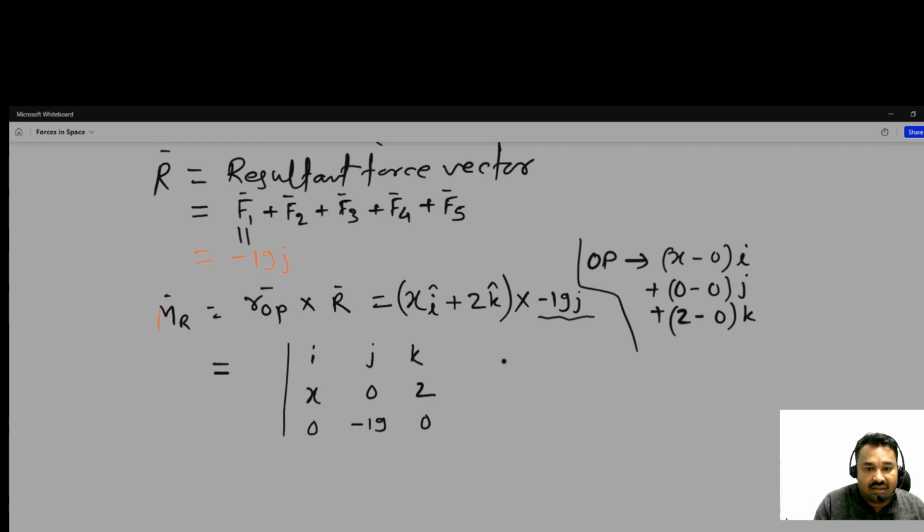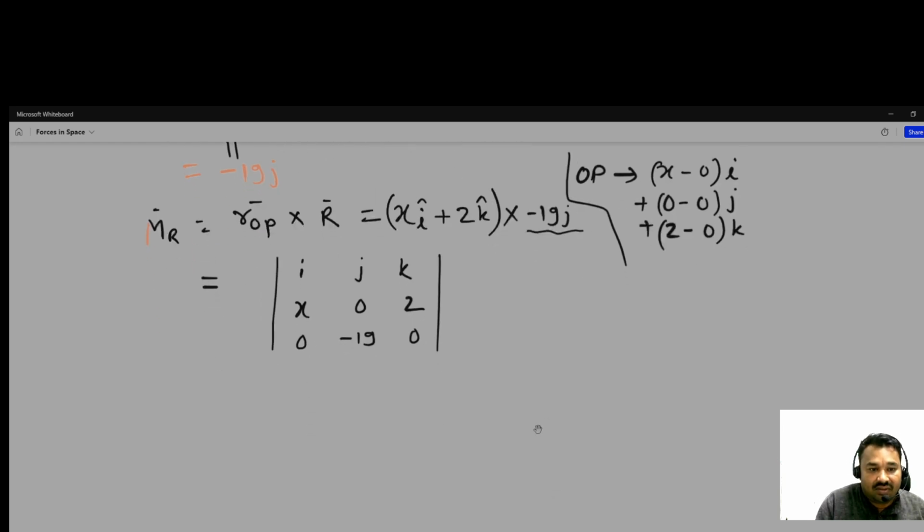Okay, from here what we get? We get mr vector is equal to 19z I cap minus 19x k cap. This we get. This is our resultant of moment in vector form.